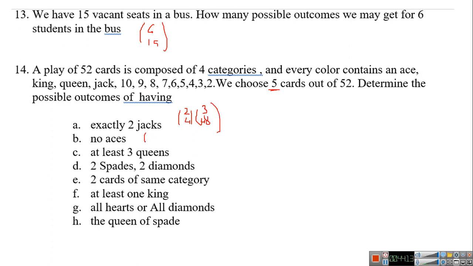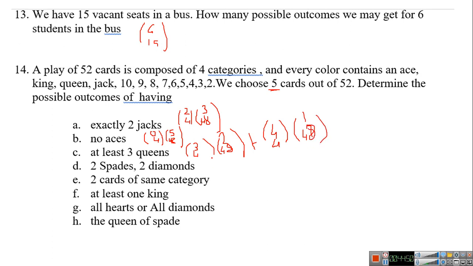No aces, 0 out of 4. So I want the 5 cards, anything except aces, 48 choices. So 5 out of 48. At least 3 queens. So I want 3 queens out of 4. Because I want to pick 5 cards, there remain 2 out of 48, not queen. Or 4 queens and 1 card is not queen, 1 out of 48. 2 spades and 2 diamonds.